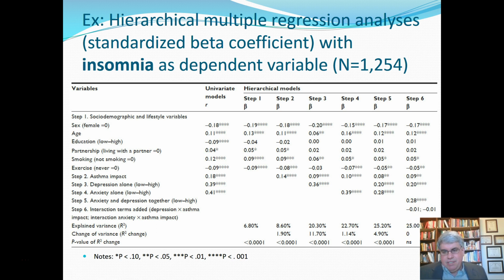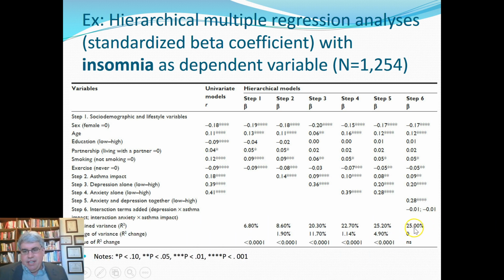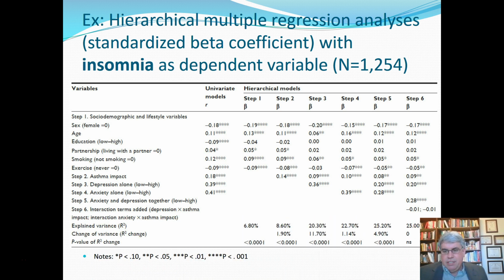The change in variance wasn't significant there, so the interactions didn't count. But this is how we do hierarchical multiple regression, how we read the table. And one of the key things to remember is that these betas are pretty much interpretable like correlations to see the strength between what we're trying to predict, insomnia, and the different predictors that we're looking at.